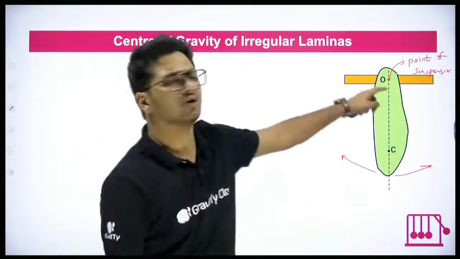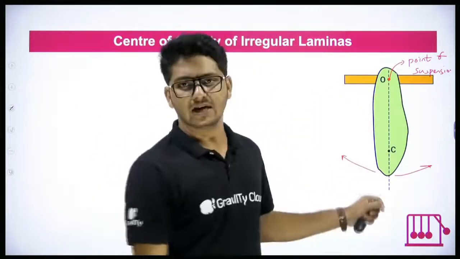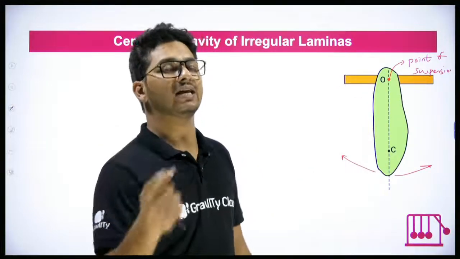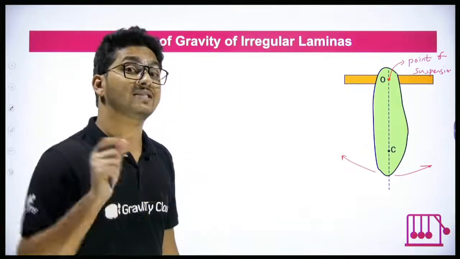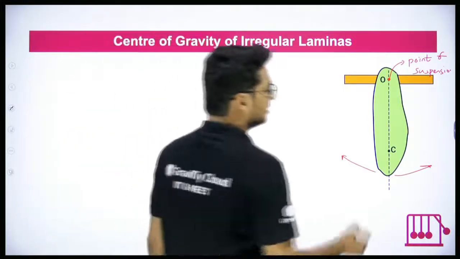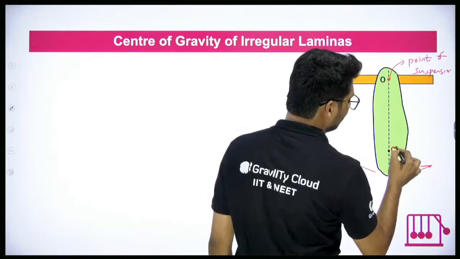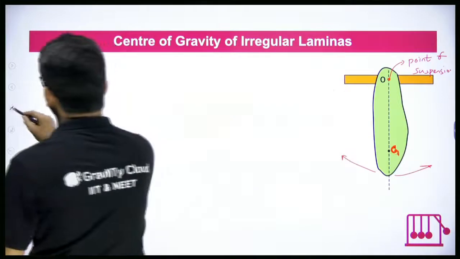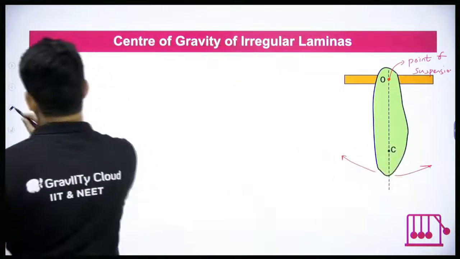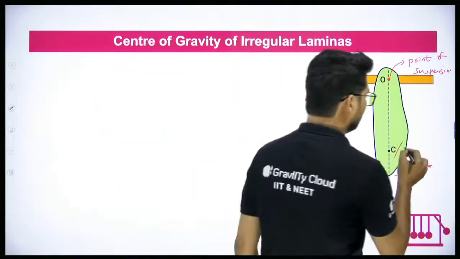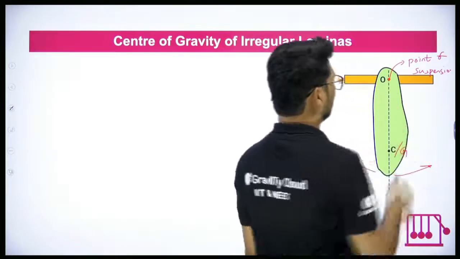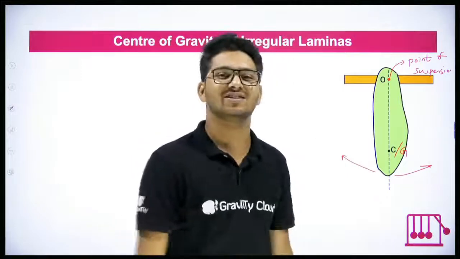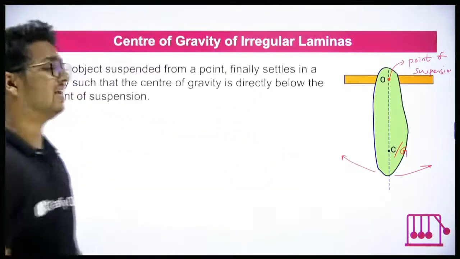The same way, if you make a hole and hang it or suspend it, it will move and ultimately settle down. But the point is, it will settle down in such a way that the center of gravity will be exactly below the point of suspension. Center of gravity, C or G, will be vertically below the point of suspension. Weight does that.